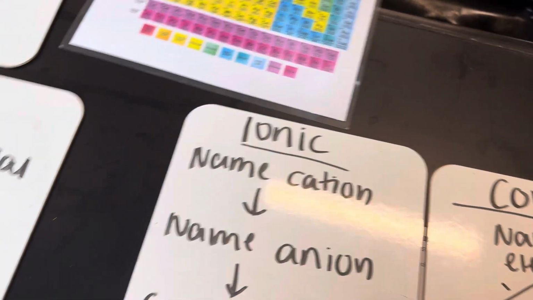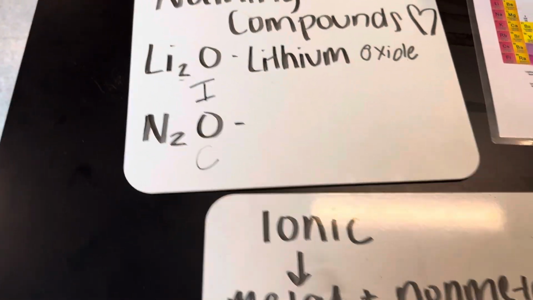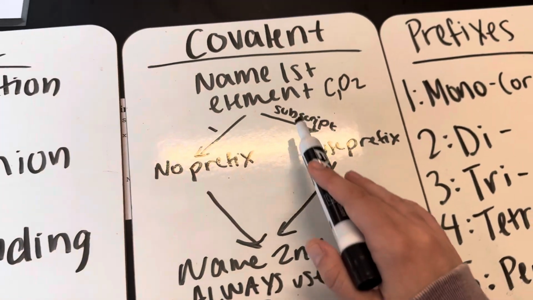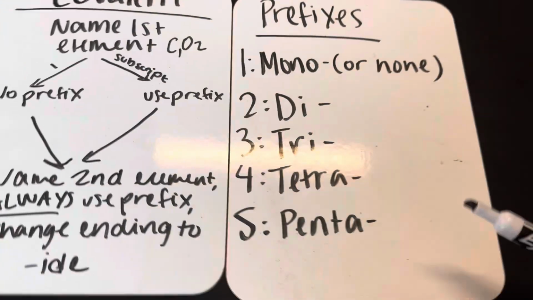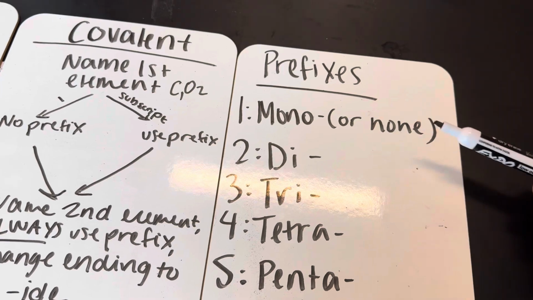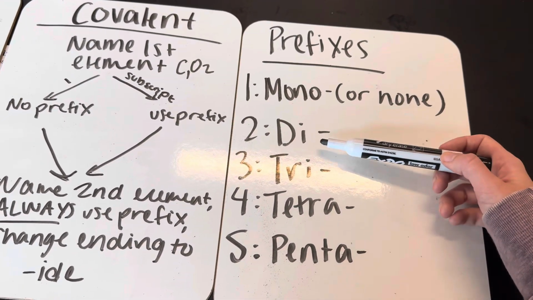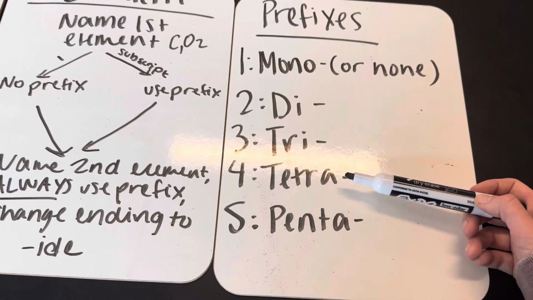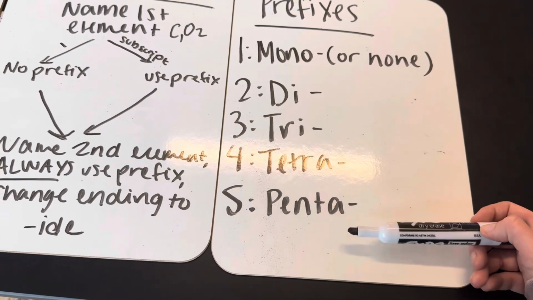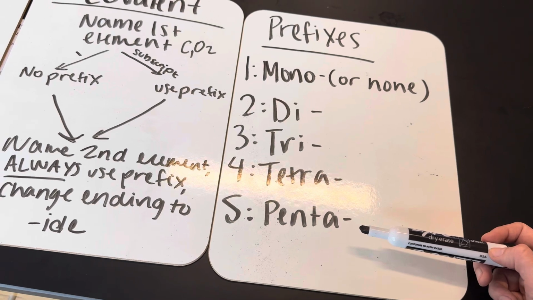But if you had something like the one that we have over here in 2, that does have a subscript. So we're going to need to use a prefix. And here's our prefixes that we're going to use. So mono is for 1 or none, depending on if it's the first element or not. For 2, we use di, 3 is tri, 4 is tetra, 5 is penta. It goes on after that, but I'm not going to give you one that goes past penta.